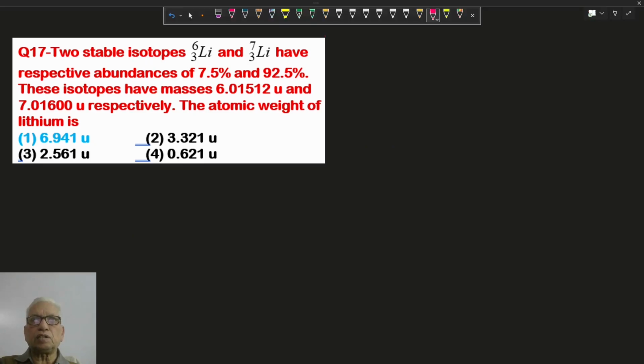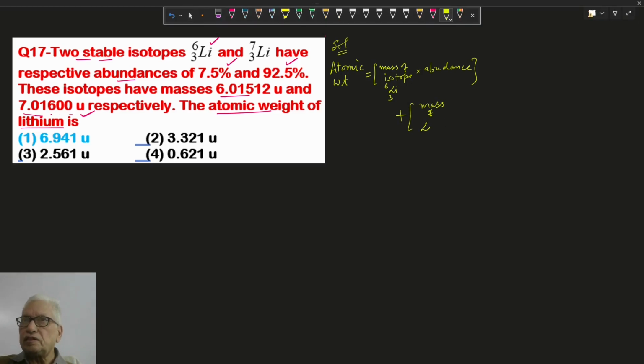In this question, the stable isotopes of lithium, Li6 and Li7, have abundances 7.5% and 92.5%. These isotopes have masses 6.01512 U and 7.016 U. So we have to find out the average atomic weight of lithium. Here the formula: atomic weight is given as the mass of isotope of lithium times its abundance, where abundance means availability of this isotope. Similarly, for the mass of lithium 7, times its abundance, which means the availability of these isotopes.